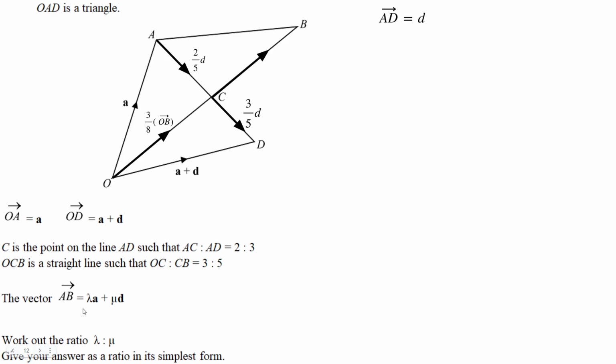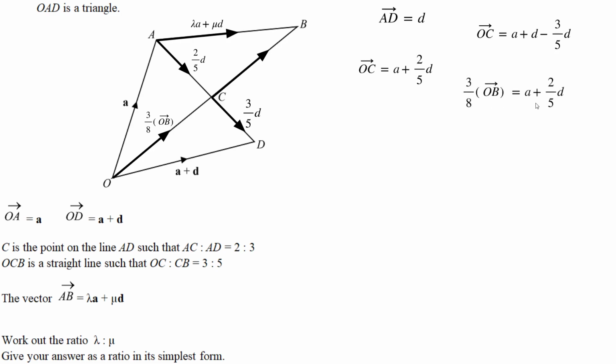Okay, and the vector AB is lambda A plus mu D. And OC going this way is A plus D minus 3/5 D. Now we're saying this equals 3/8 of OB. So OC equals 3/8 of OB. Multiply both sides by 8, divide by 3, to get OB. So this full line is 8/3 A plus 16/15 D.